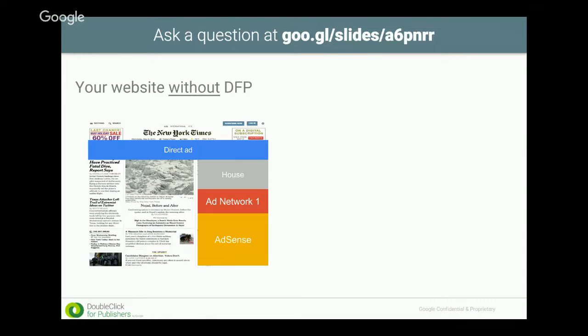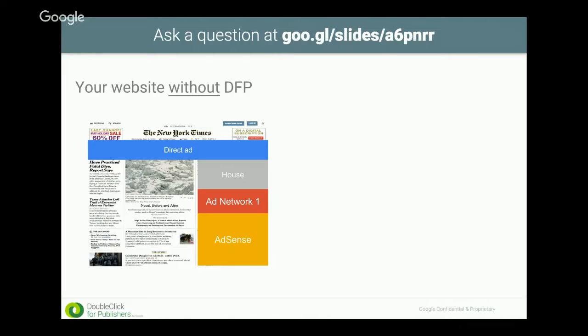So what does a website look like without DFP? Like I mentioned, you have multiple sources of ads coming onto your site. You have your direct ads, your house ads, your other ad networks, and AdSense. Currently, it's a trafficker's nightmare when you decide, "Hey guys, I want to put a new campaign on. We need to swap this tag out, put in the new creative, a new tag."